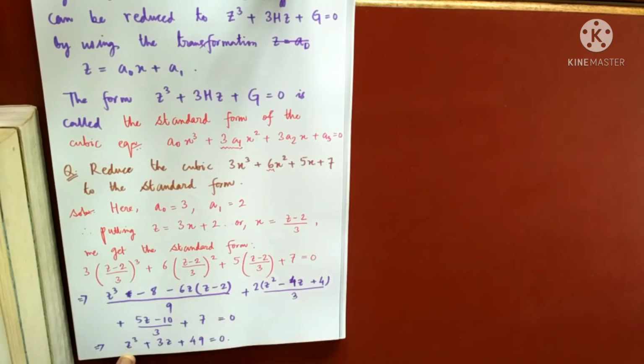Sir, I got z cube plus 3z plus 69. I hope you should get 49. Just check it once, Gaurav, okay? I should get 49, just check it once. So this is the standard form of the cubic equation.